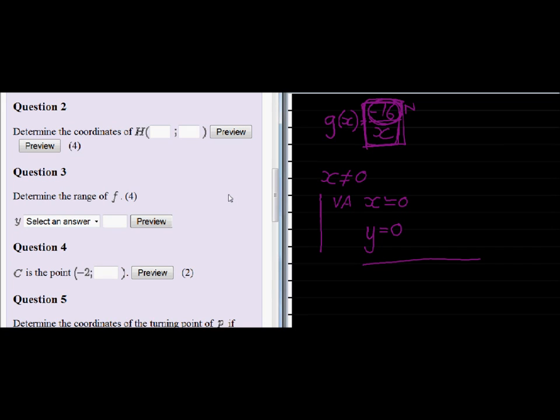Question 2. Determine the coordinates of H. Now we can see that H is the x-intercept of the graph f of x. The x-intercept of f of x. Therefore, I'll have to look at the function f of x and then find the x-intercept. How do we find the x-intercept?